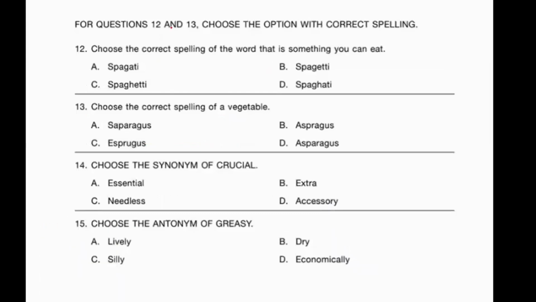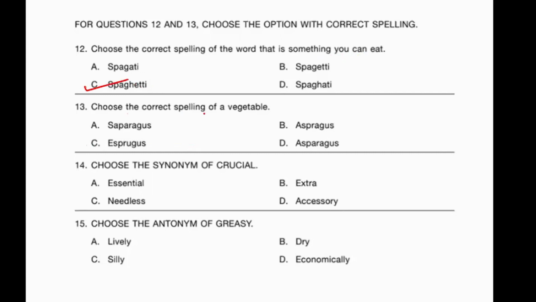For questions 12 and 13, choose the option with the correct spelling. You have to identify the particular word and then check its spelling. Choose the correct spelling of the word that is something you can eat. What is the thing that we can eat? It is spaghetti, a kind of Italian noodles. So what is the correct spelling? Spaghetti. Okay, so this is the correct one.